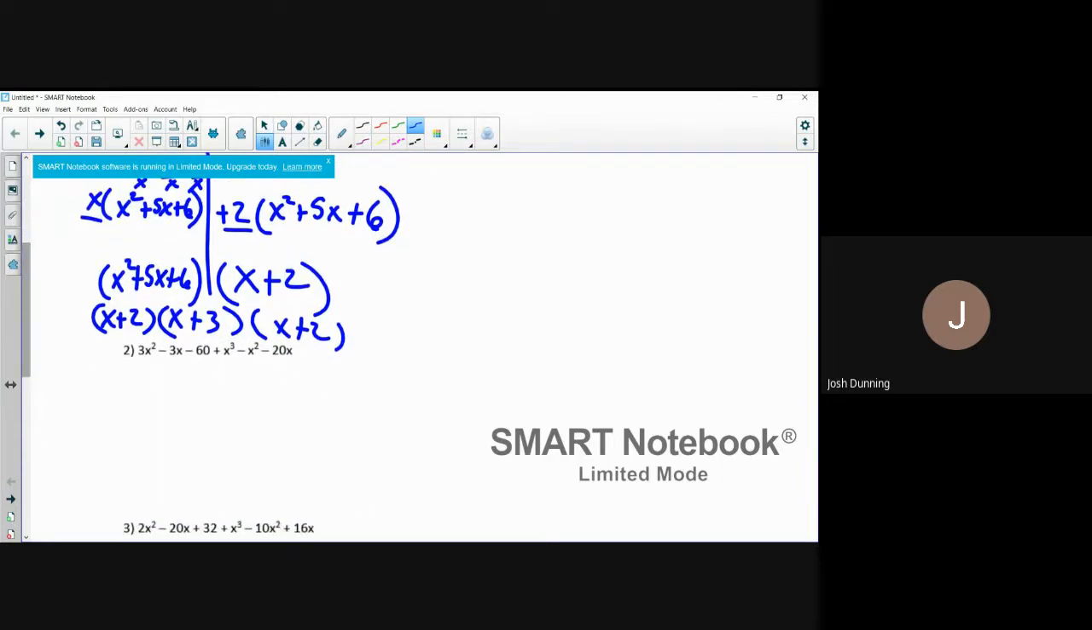Number 2, split it down the middle. The GCF on the left is a 3. Divide those all by 3. You're left with x squared minus 1x, or just x, minus 20. On the right-hand side, there's an x in all of them, so you can divide by x.